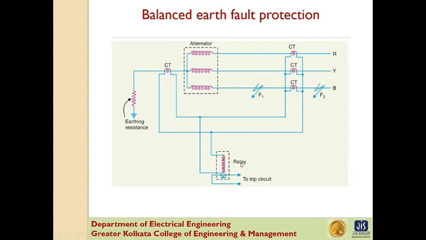When an arc fault occurs at F1 within the protected zone, these currents are no longer equal. The entering current to the alternator is no longer equal to the outgoing current of the alternator and the differential current flows through the operating coil of the relay. The relay then closes its contacts to disconnect the alternator from the system.